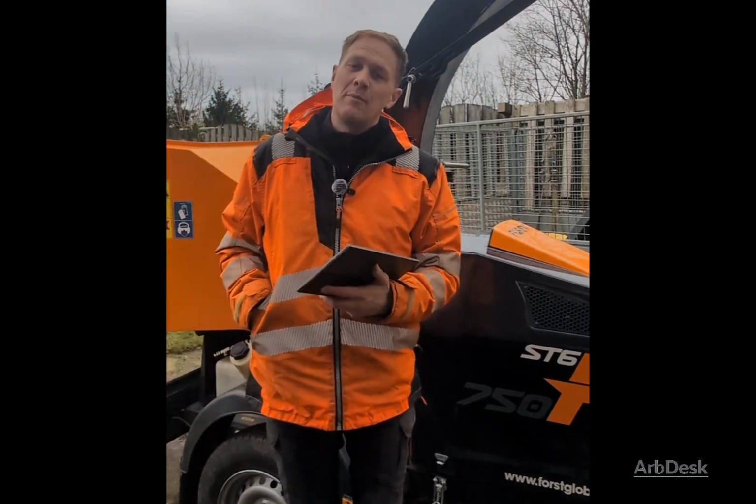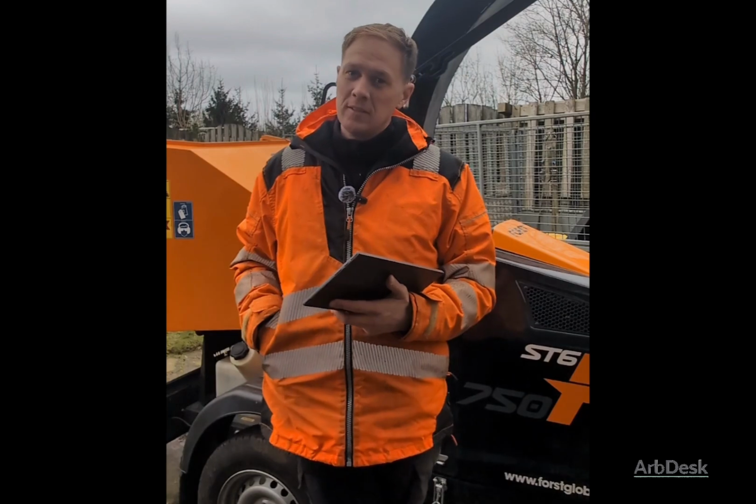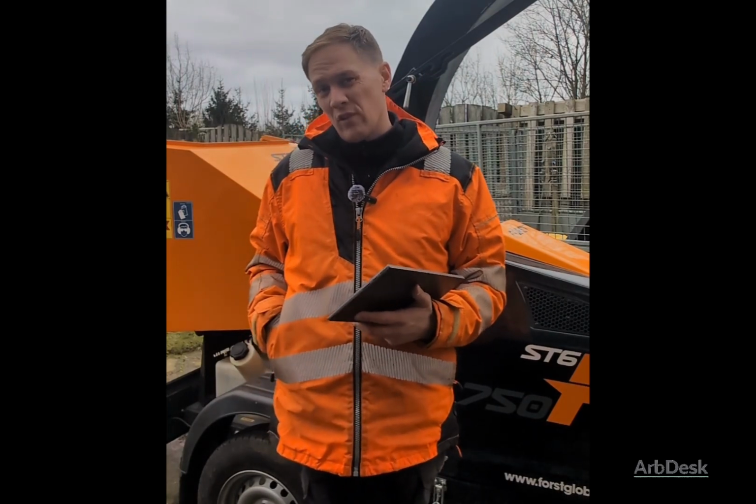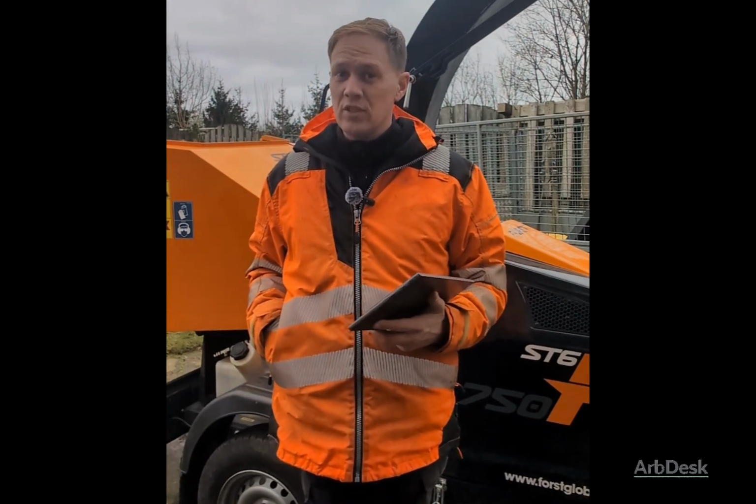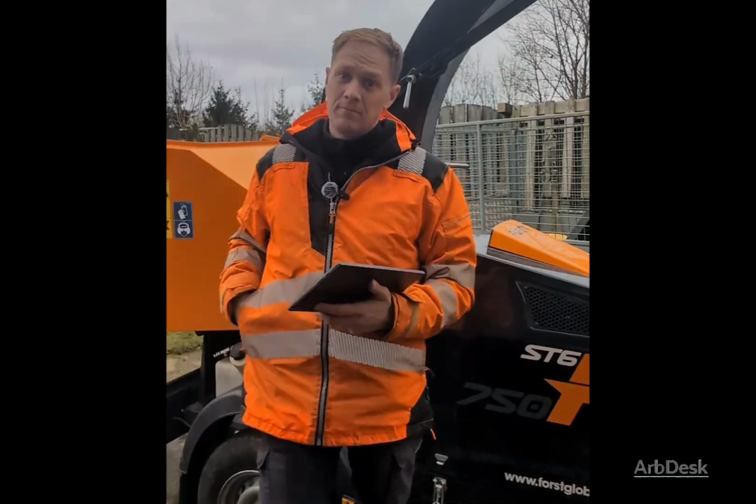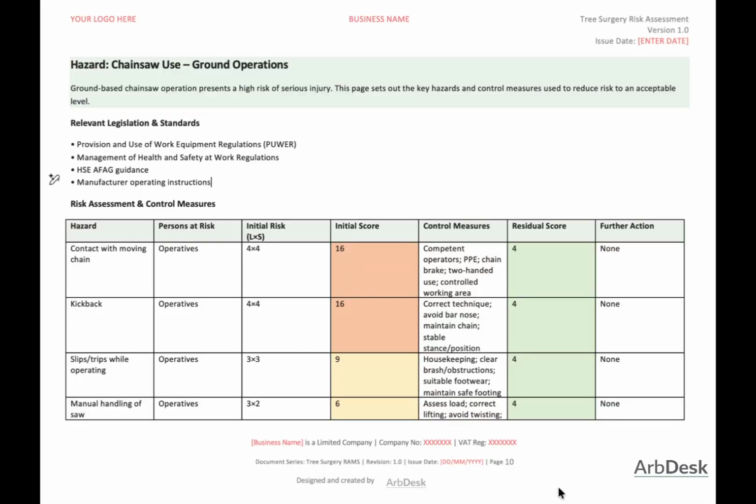They don't reflect arboricultural operations properly. They don't structure aerial and groundwork correctly, and they don't reference the legislation that the commercial clients expect to see. This is the ground operations chainsaw use risk assessment page. It clearly states that ground-based chainsaw operations present a high risk of serious injury, and that the page sets out the hazards and control measures required to reduce that risk to an acceptable level.